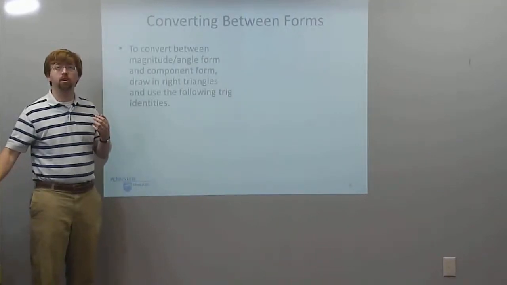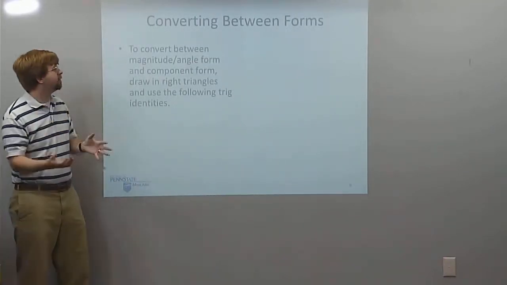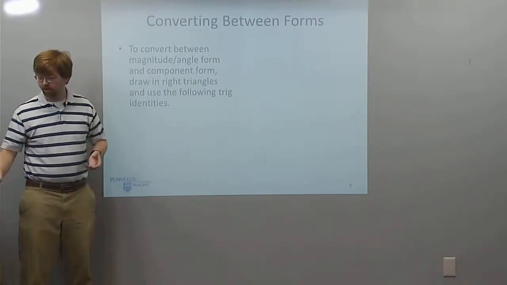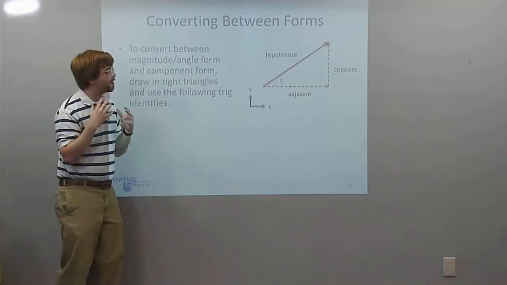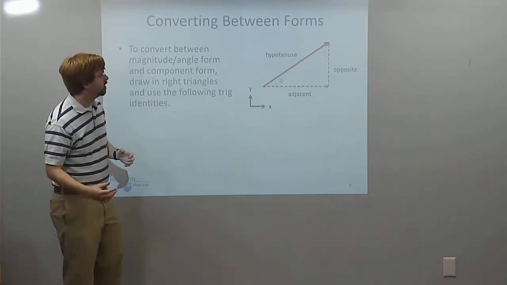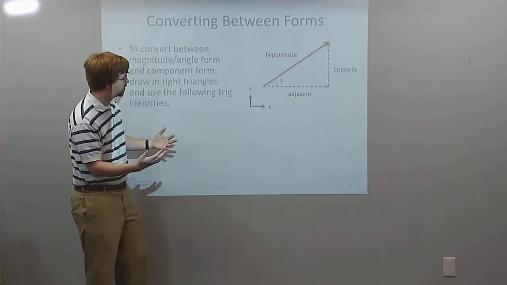And one of the big things we're going to have to do is convert back and forth between these different forms. So to go back and forth, we're going to use trigonometry. So we've got something like this, and we think about using these right triangles. So the components are always going to be perpendicular to one another. That's what the components do.